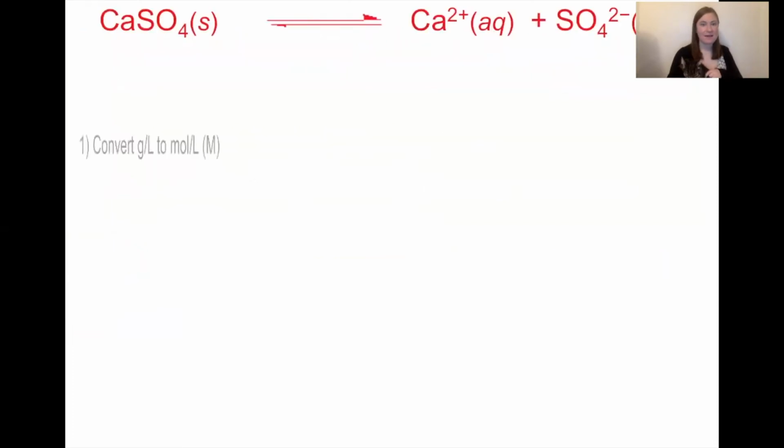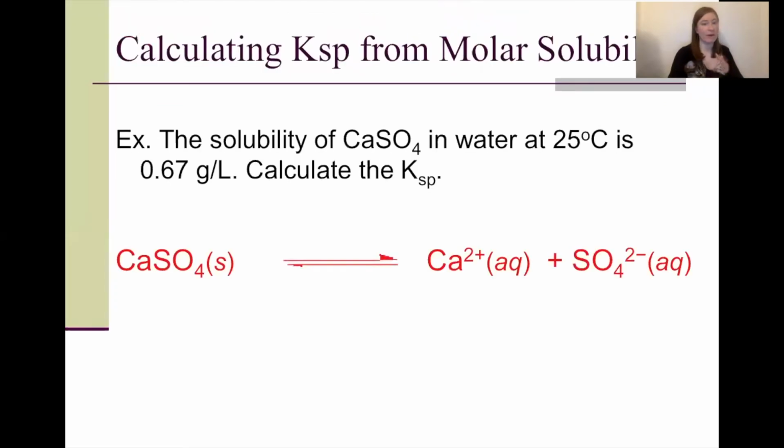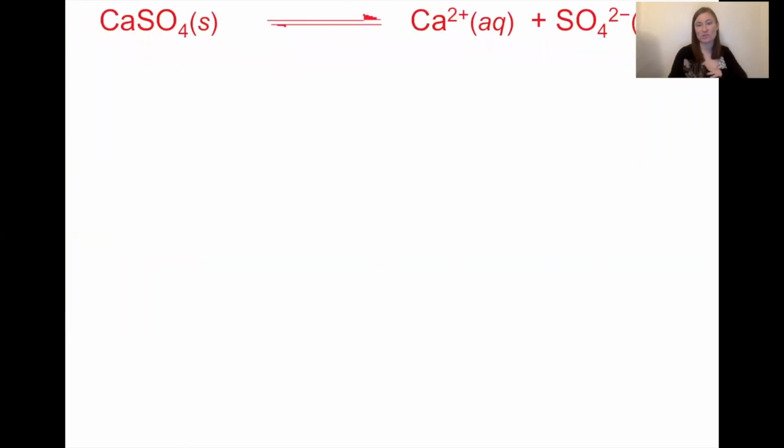And then we need to... we do everything in terms of equilibrium concentrations. KSP is in terms of molarity. So you're going to have to convert grams per liter to moles per liter in order to be able to use that number to calculate KSP.